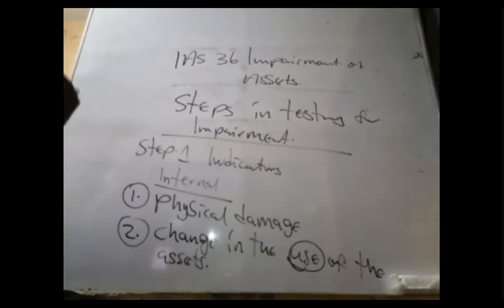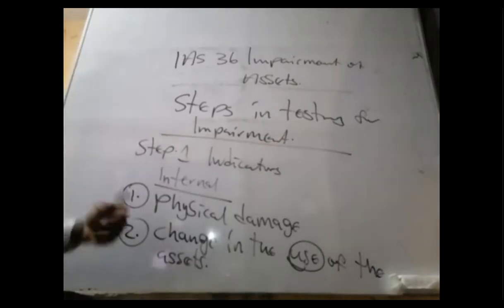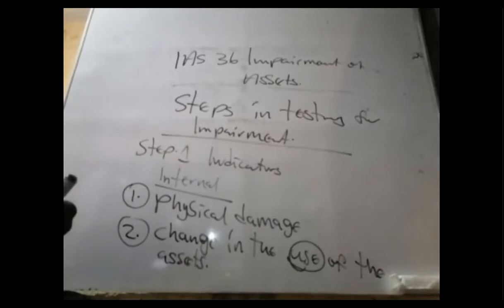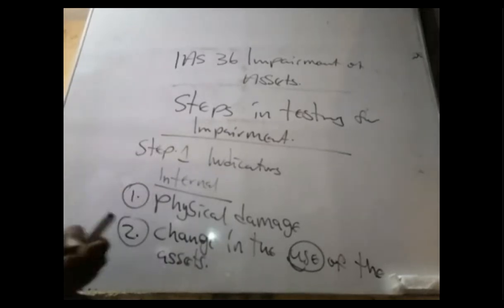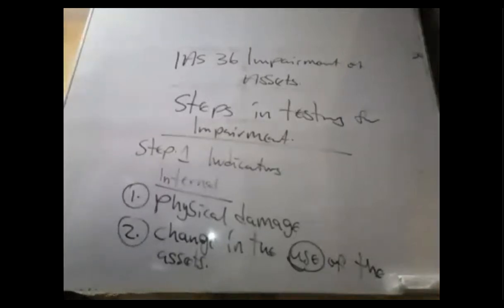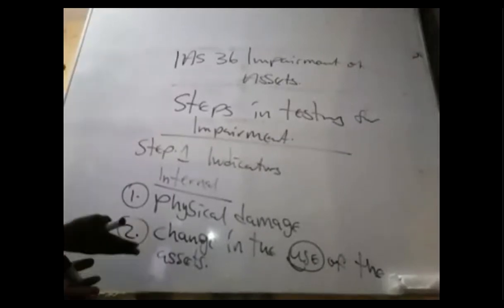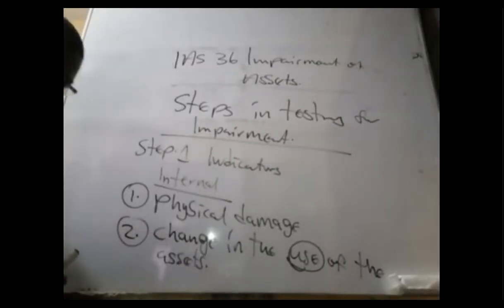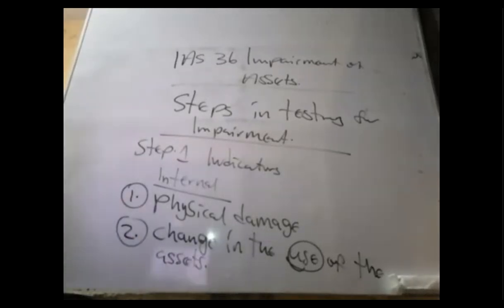Please, it does not mean that if you see a very brand new vehicle at a village, that vehicle has been impaired. No. If you don't have money to buy a brand new vehicle in the village and somebody has the money, what's the issue? We are saying there's an indication. It does not suggest that all brand new cars that you see in the village have been impaired. So take note, but anytime you change the use of the assets, there's an indication that the assets may have been impaired.